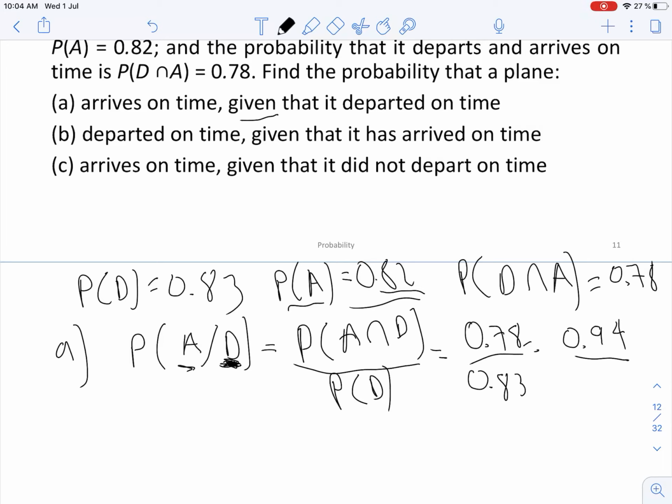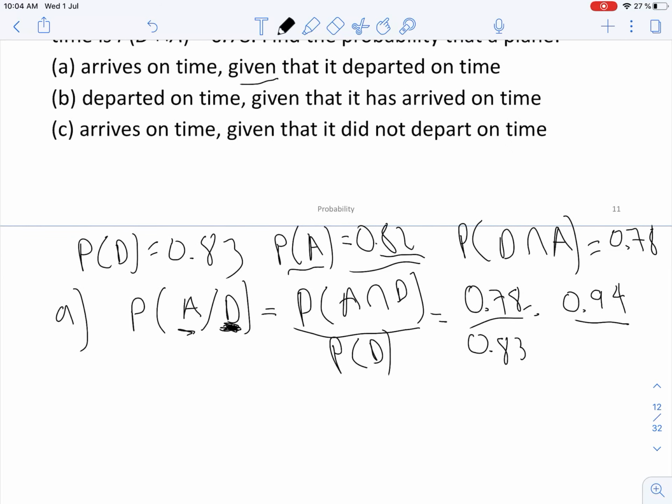Because if you know that the plane has departed on time, then of course that will increase the probability that the plane is going to arrive on time. So it makes sense that the probability is going up. It makes sense. Let's solve now part B.